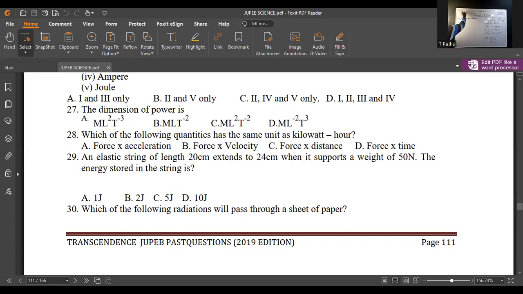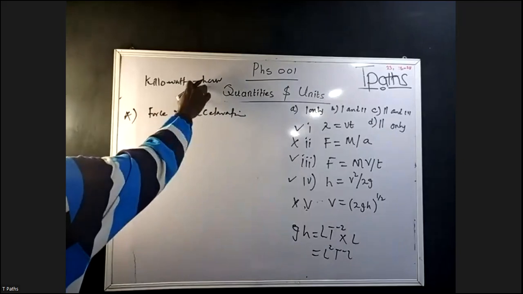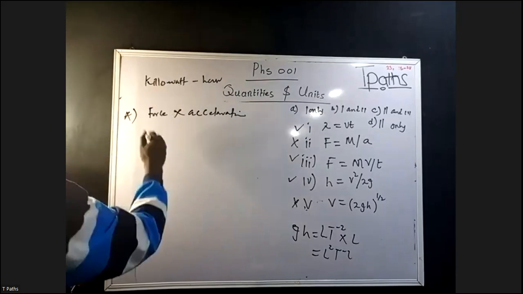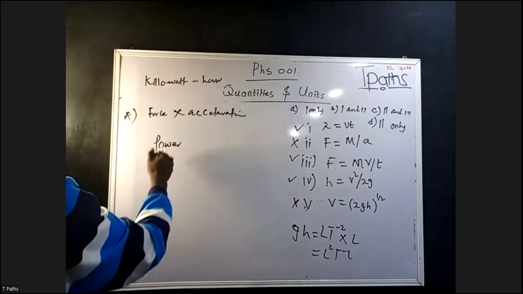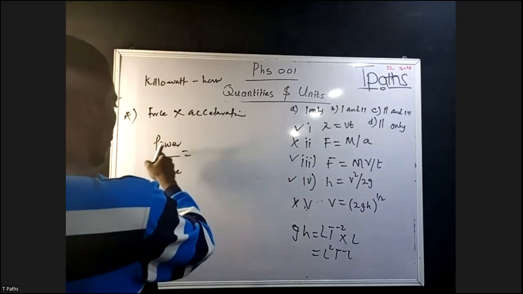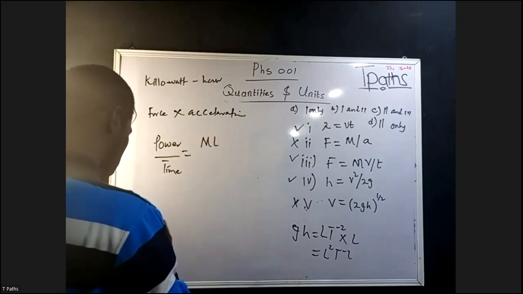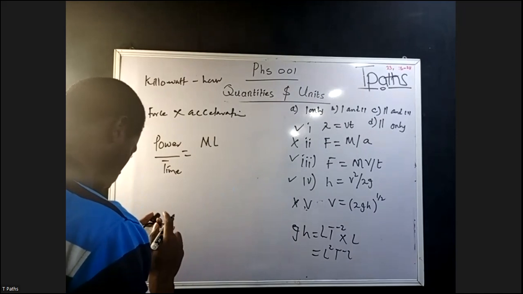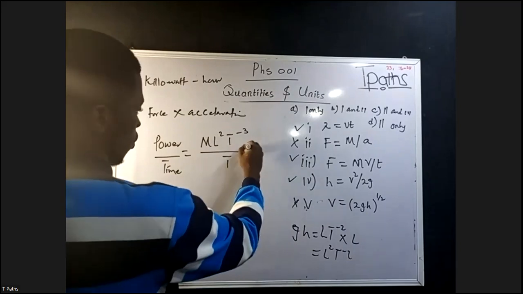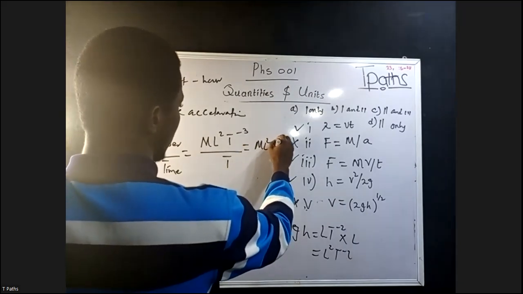Kilowatt per hour. Let's balance this up. Kilowatt is power, because power is measuring watt over time. So power is just M L squared T raised to power minus 3, over T. So this one can be written as M L squared T raised to power minus 4.